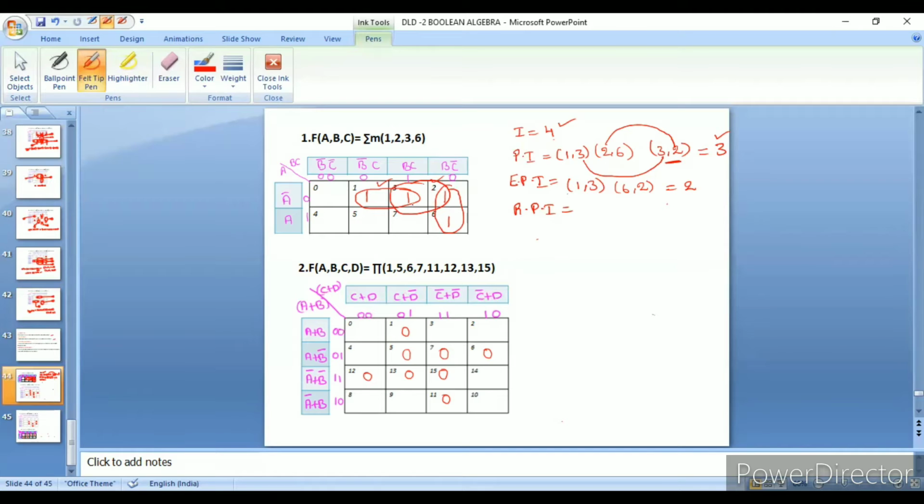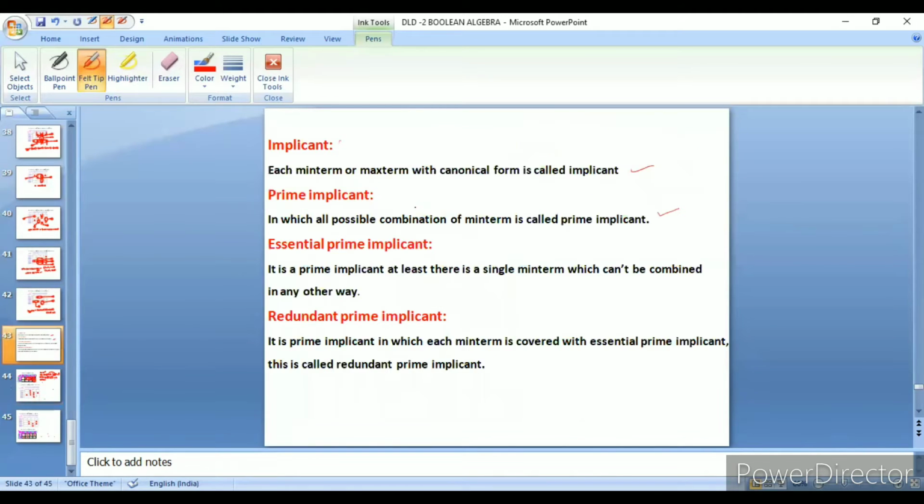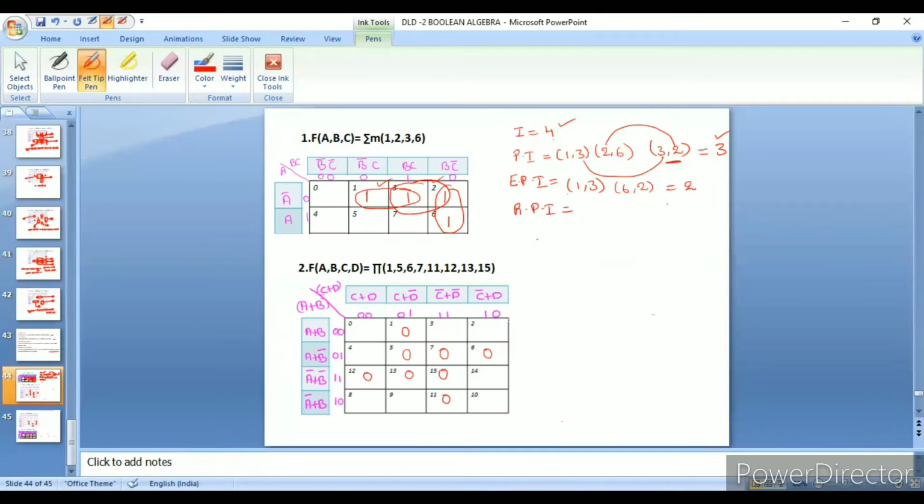The redundant prime implicant is one in which each minterm is covered by an essential prime implicant. Each minterm must be covered by an essential prime implicant. So that is the reason here such redundant prime implicants are not there.